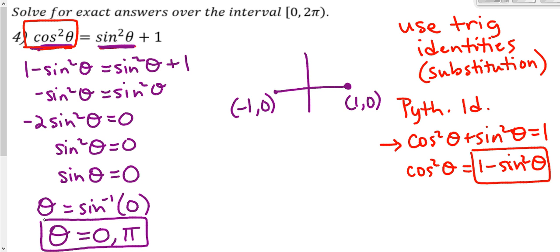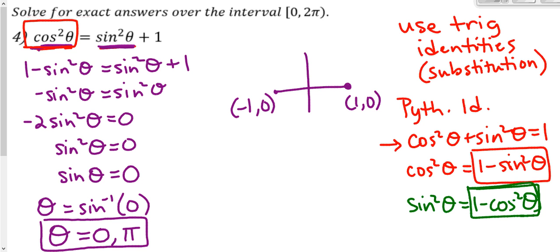Now, if you had decided to use a different substitution and you said sine squared theta equals 1 minus cosine squared theta, and so you substituted 1 minus cosine squared theta into your original equation and solved the whole thing with cosines instead of sines, eventually you would still get the exact same answers. Okay, let's take a look at number 5.